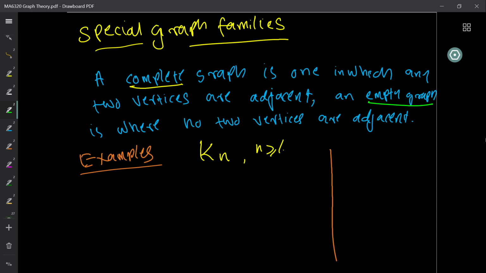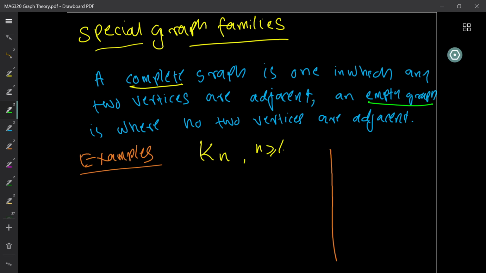Now let us look at a few special graph families because they come very often in our discussions, and they are very important because they have very nice structural properties which can be useful for solving several questions. So here are some such graphs. So one of them is what is called a complete graph.